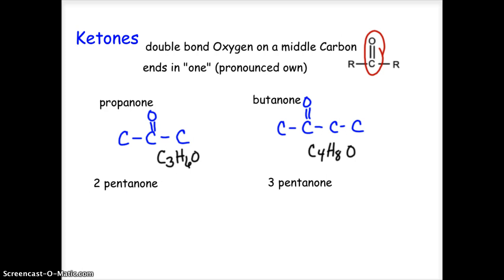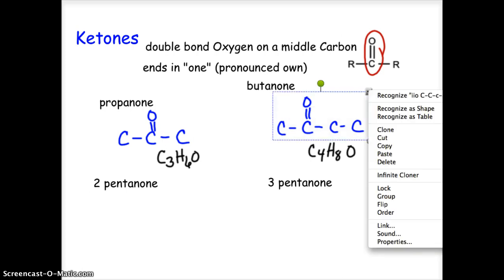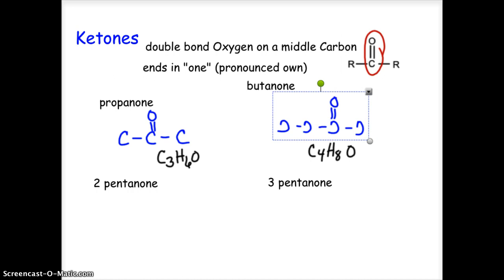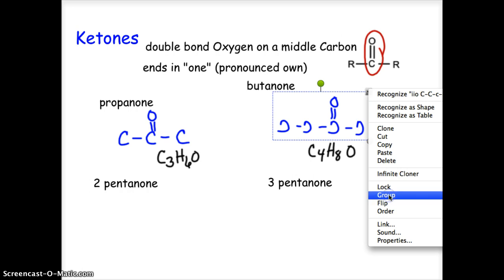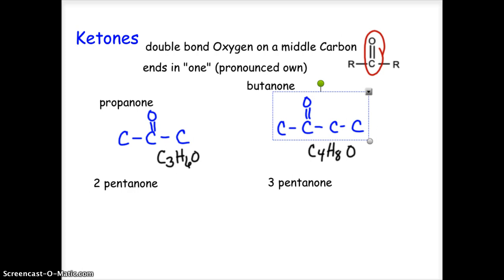If we take a look at this molecular structure, let's just move this around, and let's flip that. So we're going to flip it from left to right, and we have that double bond oxygen on that carbon now, which is still the second carbon. You'll notice that that is still butanone. So you do not have to put a number of where that functional group is until you get to pentanone. We're going to flip back to where we were for that.